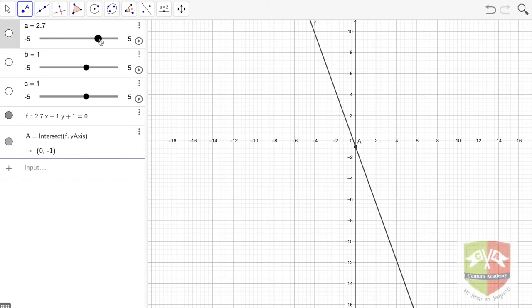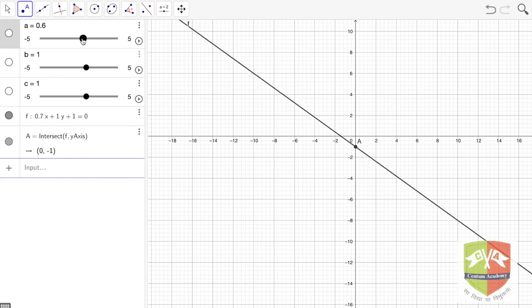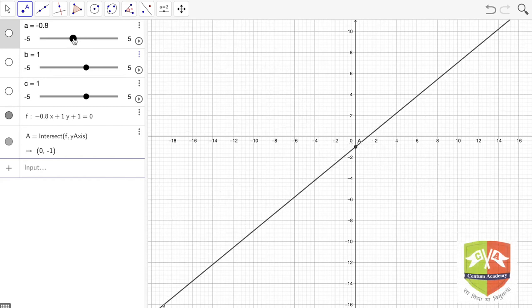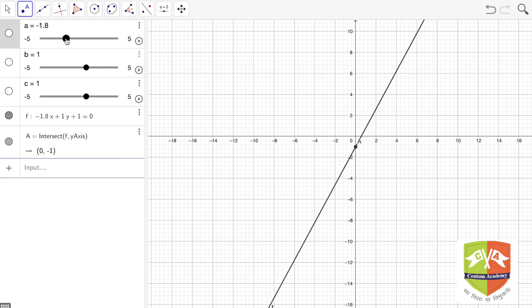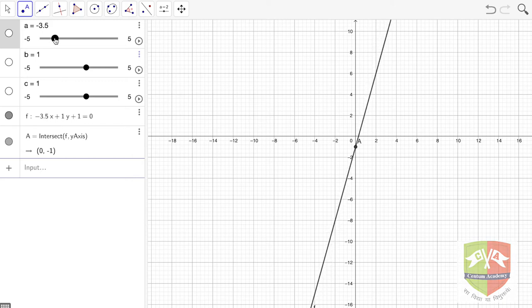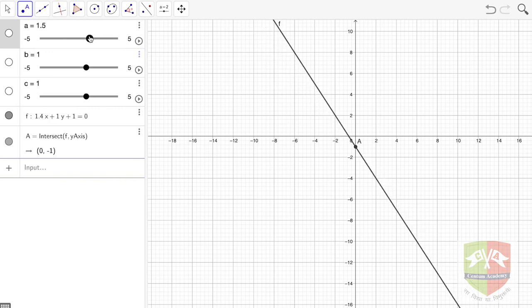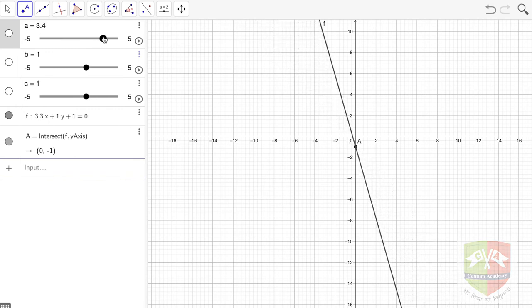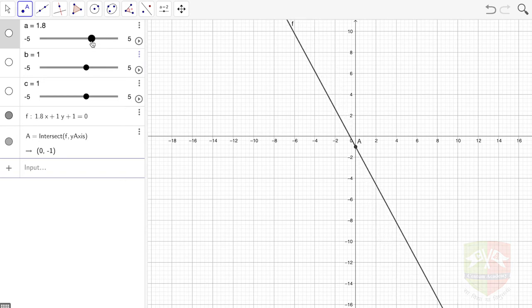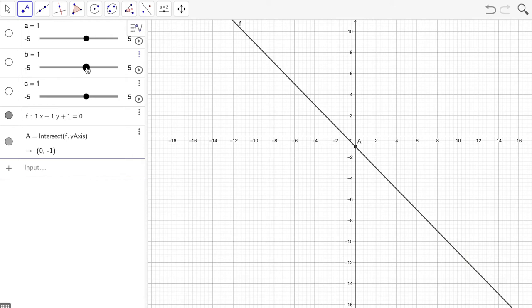If I change the value of a, the point of intersection of the line and the y-axis doesn't change. As I am reducing the value of a, the line goes in an anti-clockwise direction. As I am increasing a, the line goes in a clockwise direction. So it covers the entire xy plane, isn't it? Now I am going to fix the value of a to 1.